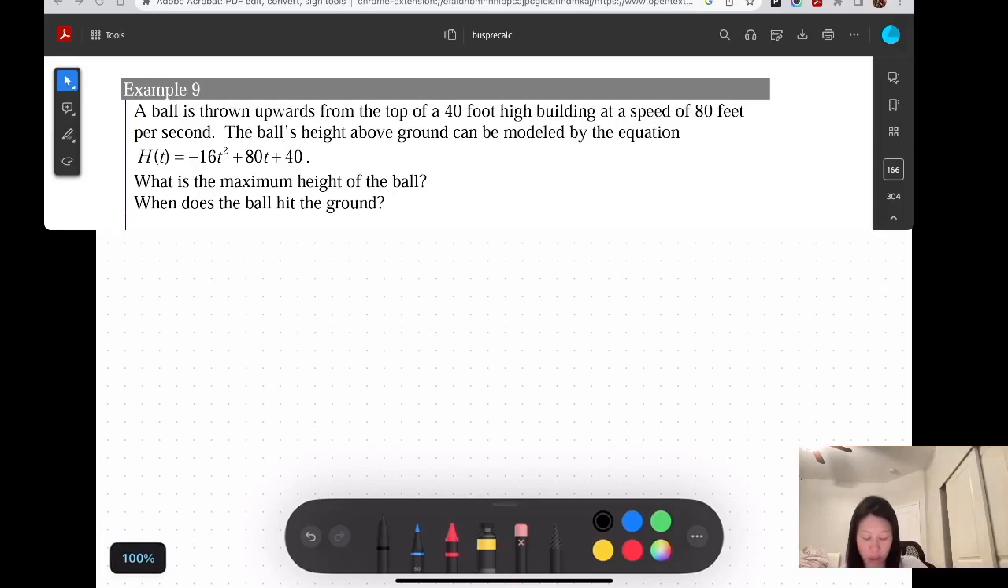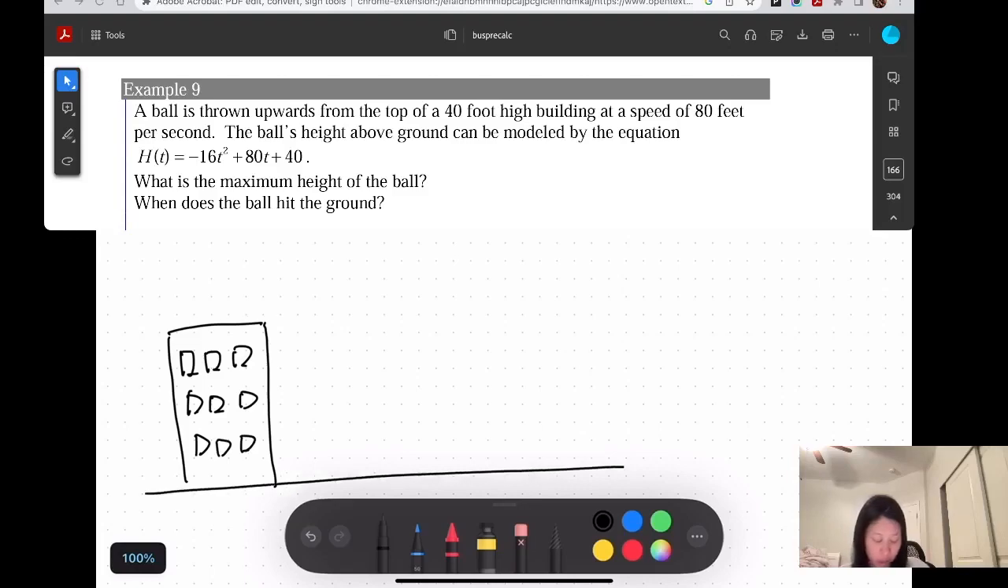So when you're thinking about this problem, think about what it looks like. You have a building, something like that, and you're standing on top of the building to throw a ball. This is your ball. What does the ball's trajectory look like? When you throw a ball, it goes up and then comes down and hits the ground. This is the ground.